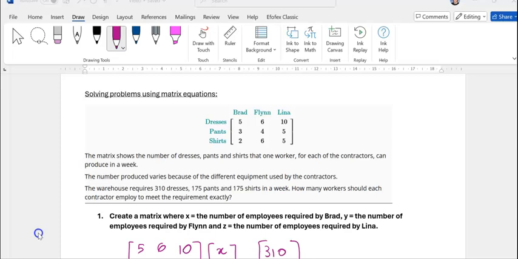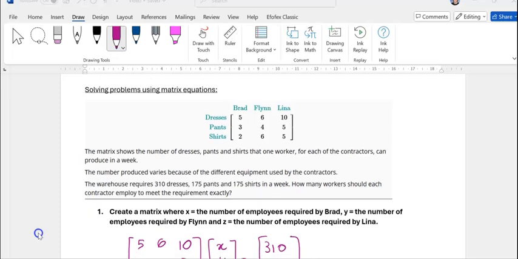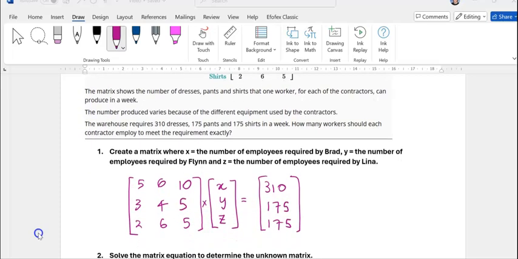It tells us in the question that the warehouse requires 300 dresses, 175 pants and 175 shirts at the end of a week. And so how many contractors should each employer employ to meet that requirement exactly? So we can use matrices to do that.